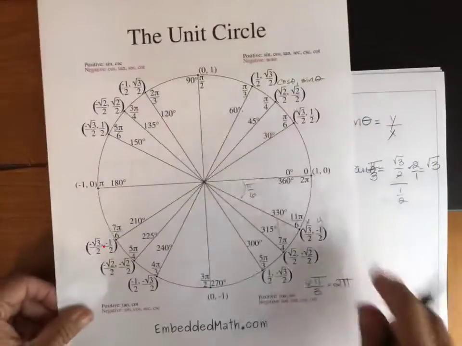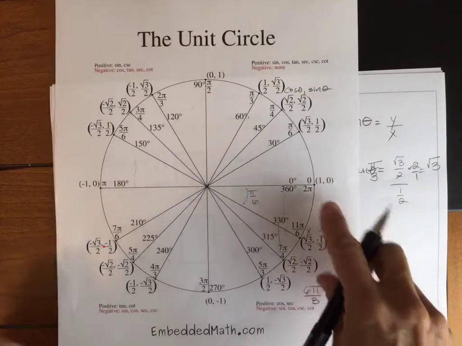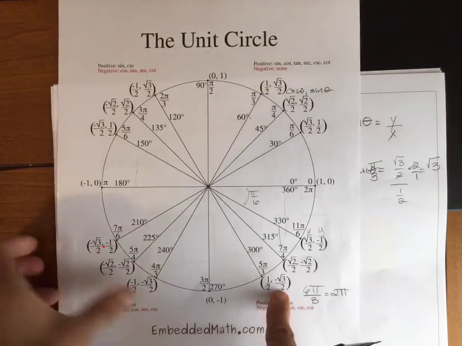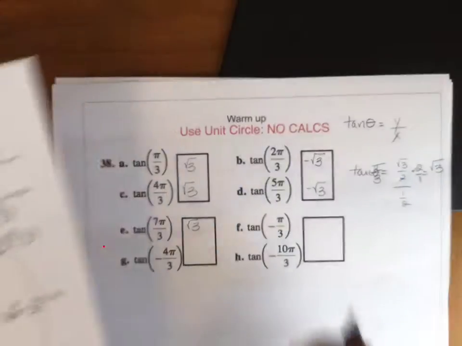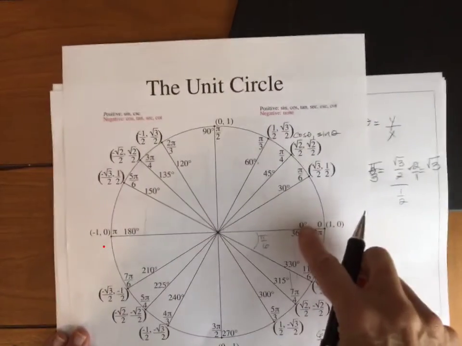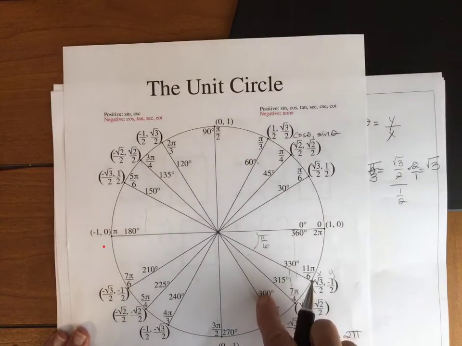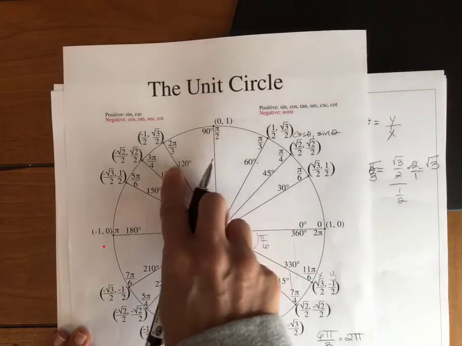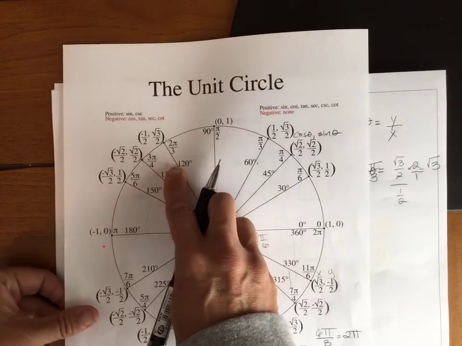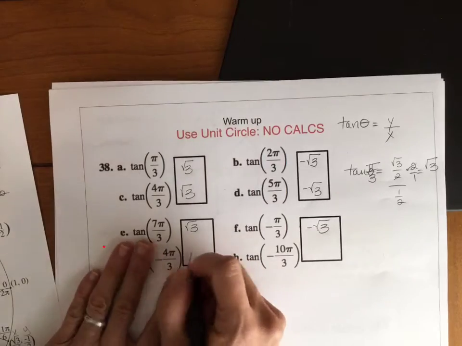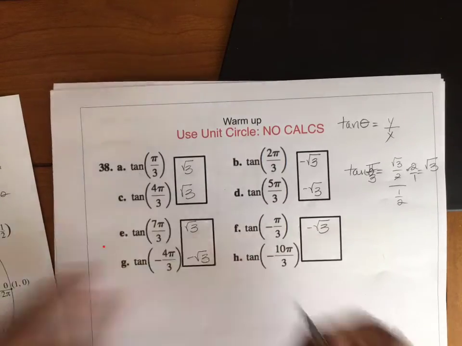Now if I go to F, I want to do a negative pi over 3. That means I went clockwise, so I'm down here. So this is where I got a negative root 3. And if I want to go a negative 4 pi over 3, here's 1 pi over 3, 2 pi over 3, 3 pi over 3, and 4 pi over 3. So I'm up here in my second quadrant. So that would give me a negative root 3.